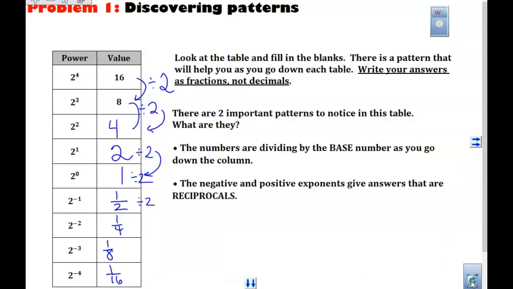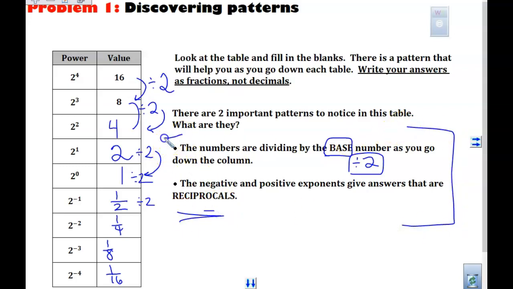The numbers are dividing by the base number as you go down. And if you think about what that base number was, our base number was that we were dividing by 2. And the other thing, if you take a look at that whole list, is that the positive and negative exponents are reciprocal. So make sure you have both of these written down as 2 important patterns.